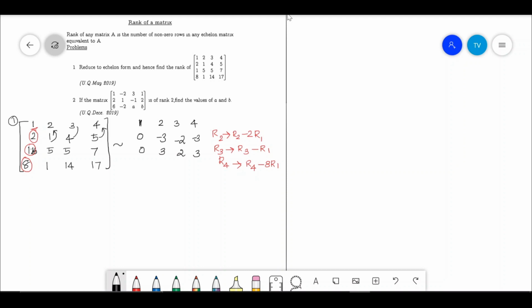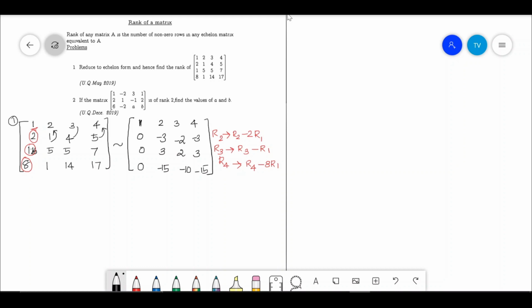Now the fourth row transformation is R4 minus 8R1. So 8 minus 8 is 0. 1 minus 2 into 8, so 1 minus 16 is minus 15. Then 14 minus 3 into 8, 14 minus 24 is minus 10. Then the last element, 17 minus 8 into 4, 17 minus 32 is minus 15. So we have all the transformations, and we have this particular matrix.